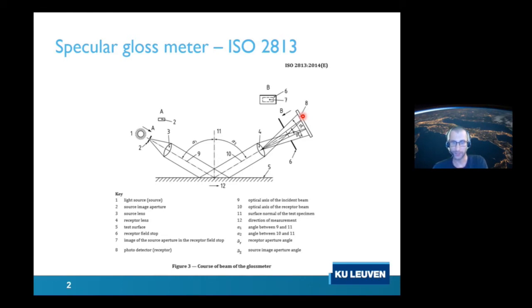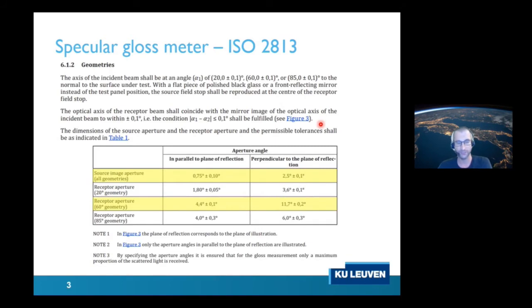What I will talk about in this presentation is what we did. We did some ray tracing simulations to test theoretically what different gloss values can be measured if you take into account the tolerances which are specified in the source image aperture and the receptor aperture. I only did these simulations for the 60-degree geometry.